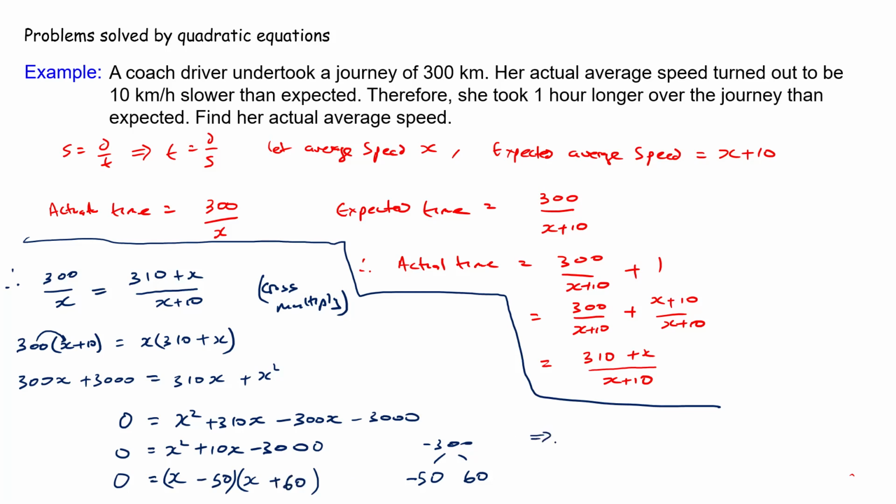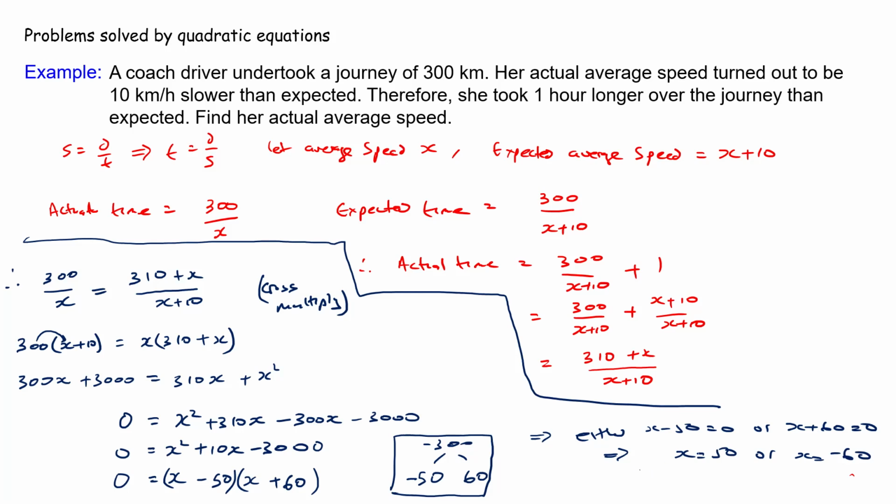So that implies then that either, let's just box this off because it's just our workings. Either x minus 50 is equal to 0 or x plus 60 equals 0, which implies that x is equal to 50 or x is equal to minus 60. Now her average speed can't be negative, so it's not going to be that one. So x is equal to 50. Okay, good.